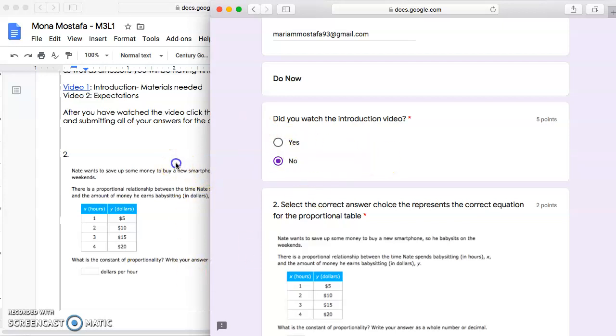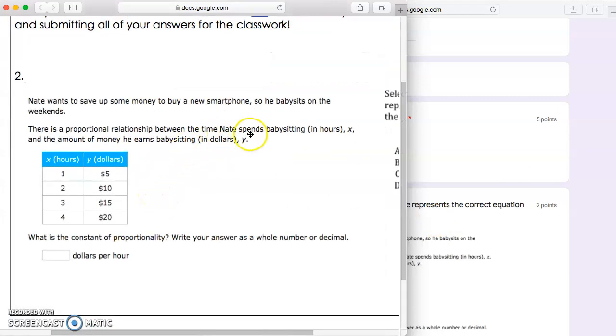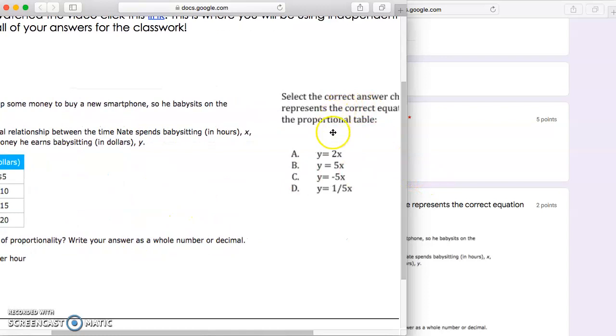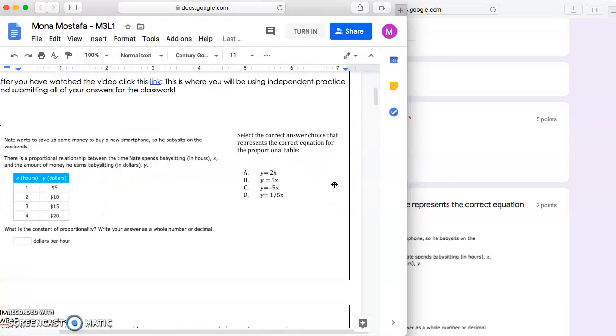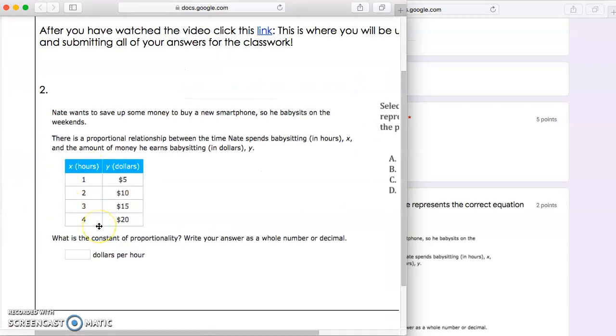Now, the second thing you're going to do is go to number 2 on the do now, and this is an actual math question, and it asks you what is the proportional relationship, or sorry, what is the constant of proportionality of this table. But what I actually want you to do is answer the multiple choice question, which is what is the equation that represents this table.